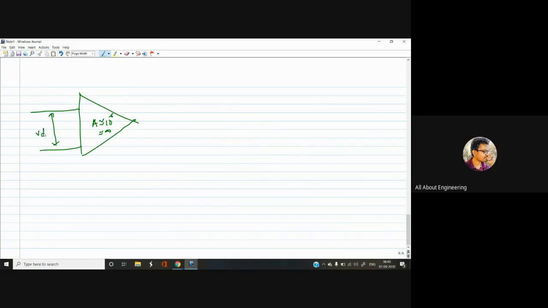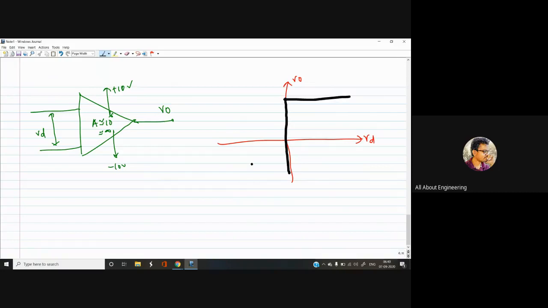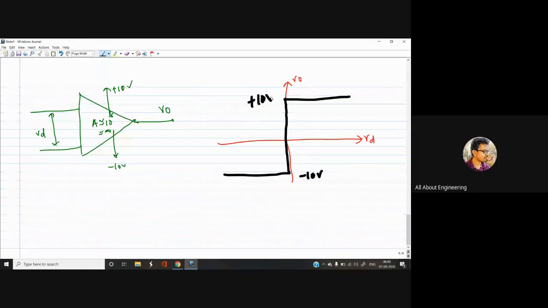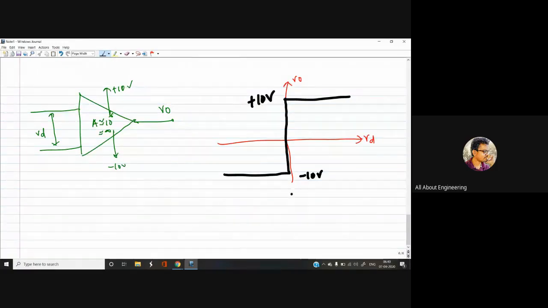So for the characteristics between the differential input and output, if you draw plus 10 and minus 10, the characteristics would be almost like this: VD, V out, minus 10, plus 10. So these are the transfer characteristics of an operational amplifier, a high gain op amp, because VD equal to V out by gain, that is infinite, so equal to 0. So at this instant right away you'll get these values.